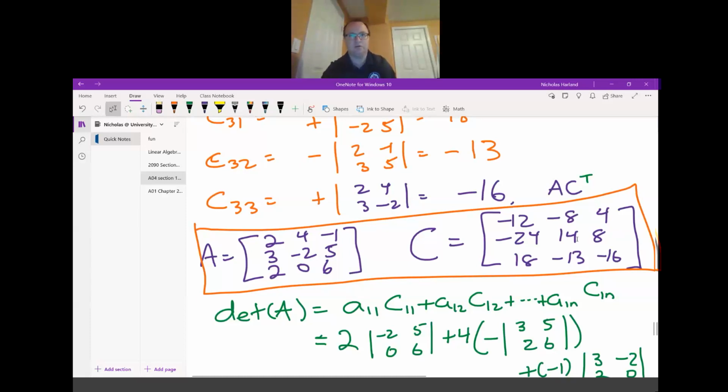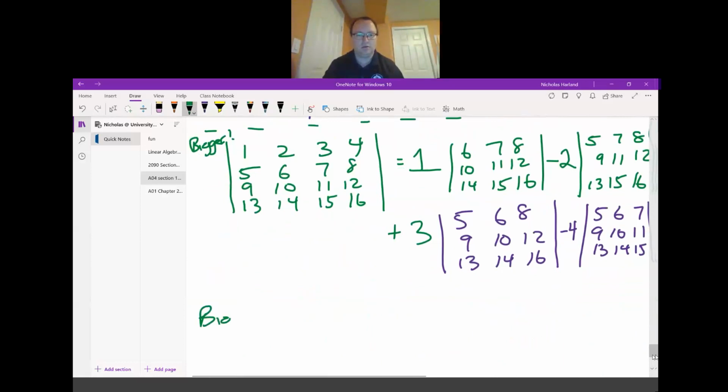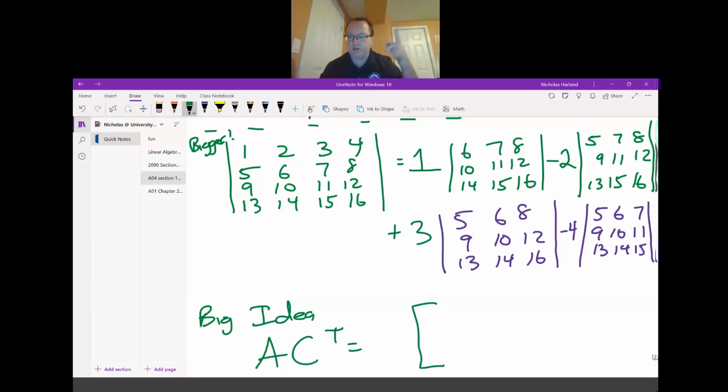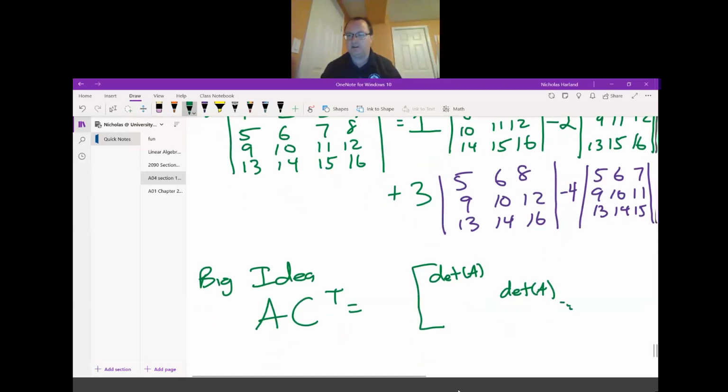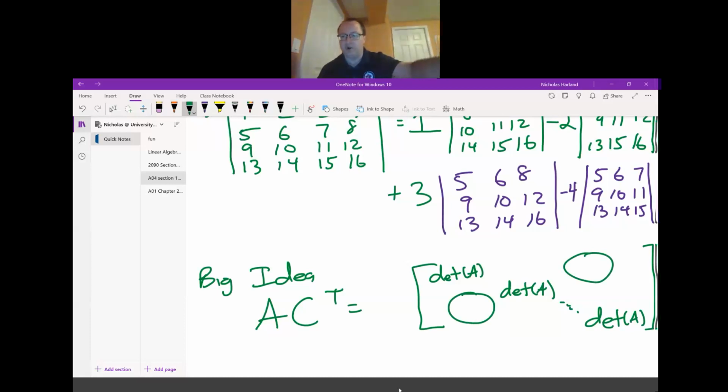Well, they wouldn't all be 0, because what happens if we took the first row of A times the first row of C? What would we get? So A times C transpose would give us, if it was on the row and the same row in the column, so the diagonal entries, the determinant of A. And we get the determinant of A, all the way to the determinant of A. And off the diagonal, what would we get? Zeros. Again, that's because when we took row 1 of A times row 2 of C, we got 0. Anything that didn't match was 0. Those would give us the off-diagonal entries.